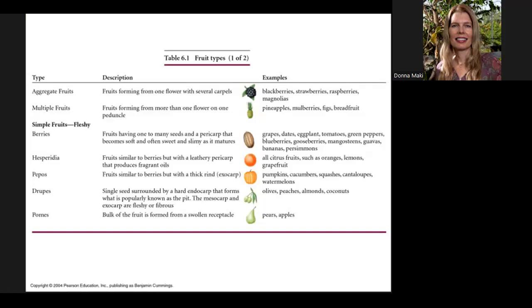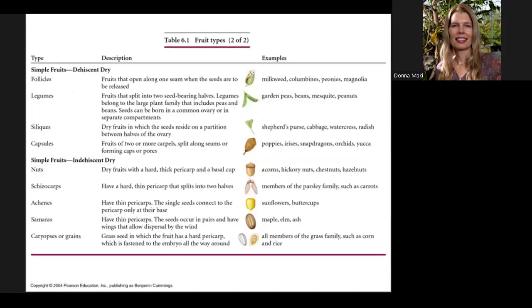So again, this is another kind of breakdown. This is kind of nice because it's doing it by some of the terms I want you to memorize. So the aggregate, multiple, simple, fleshy. It gives you some examples. And this is mostly fleshy ideas. And then we get into dry fruits, dehiscent, indehiscent. So if you've ever wondered what it really is, it gives some nice examples. But again, you're going to have fun with this in lab tomorrow, but we're not asking you to get into the nitty gritty because that's what these keys are for. It's to help you work through this idea, okay?